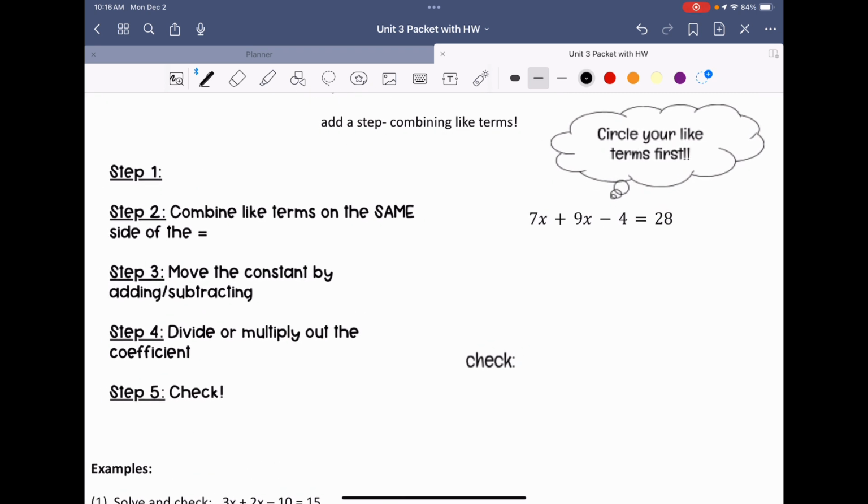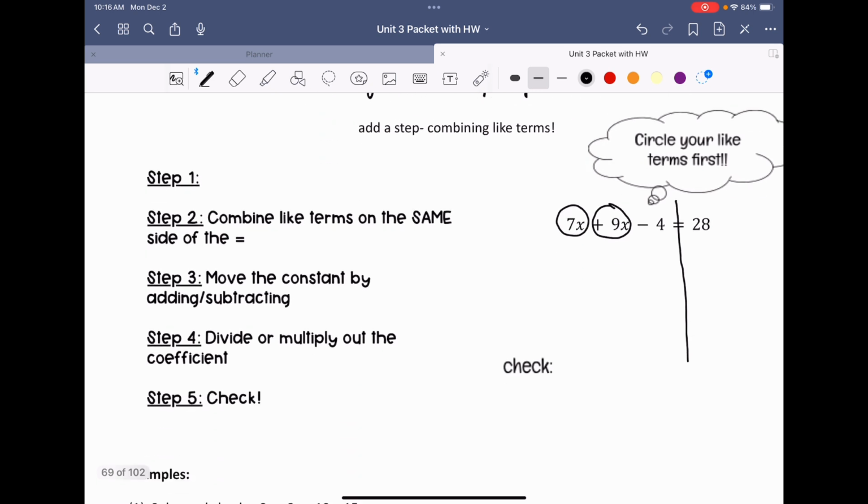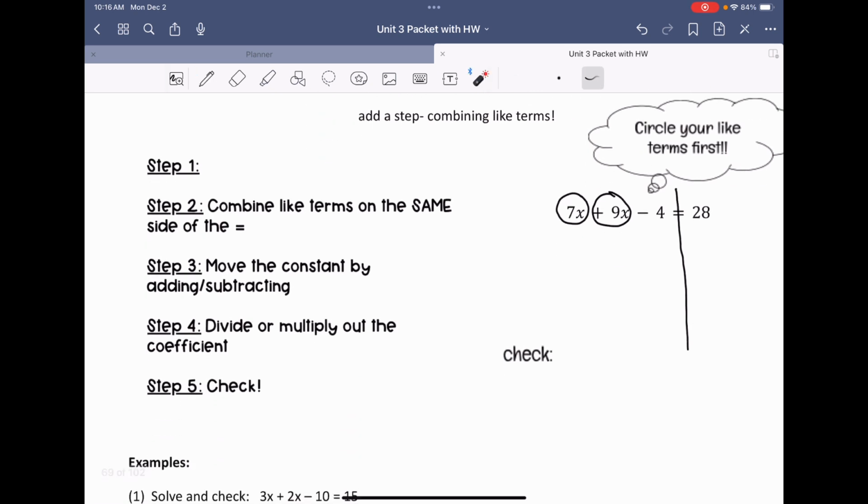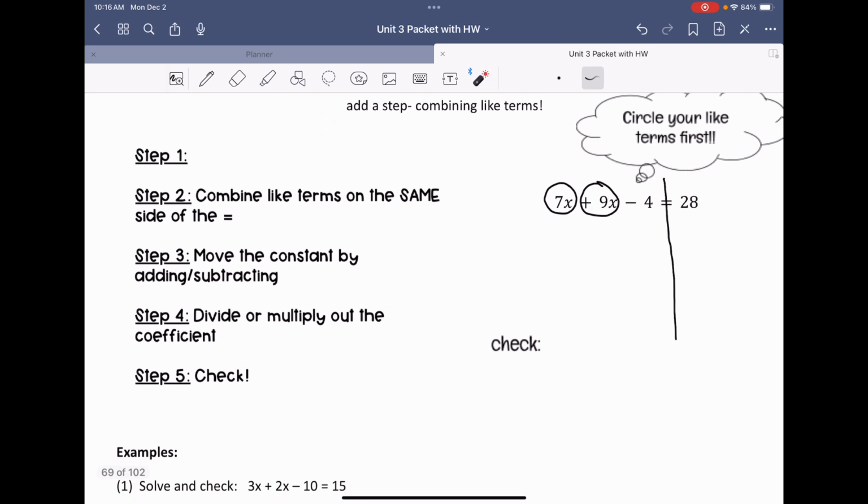we're going to combine our like terms first. So let's circle, or square, circle and box, include the sign. And I can only do like terms that are on the same side of the equal sign. So when I draw this line, I can't do anything with this 4 and this 28 because they're on opposite sides. All right, so I'm going to put together my 7 and my 9. So this is going to add up to give me 16x. And I'm just rewriting everything else. This minus 4 comes down, my equal sign comes down, and my 28 comes down.